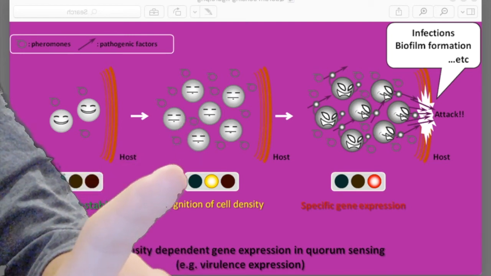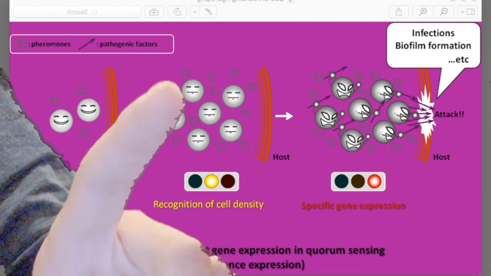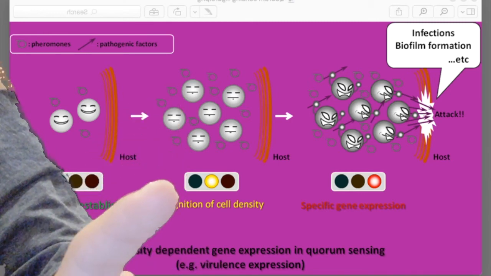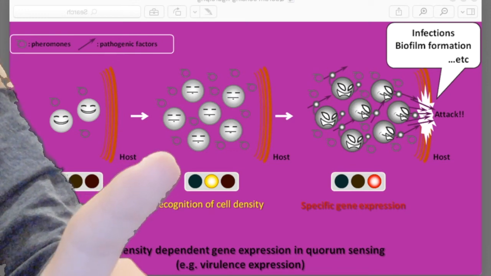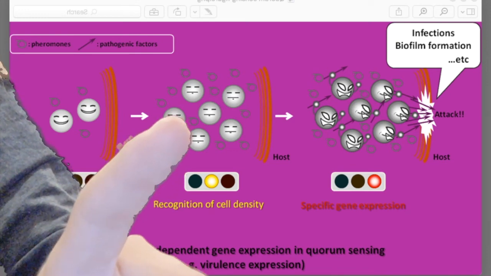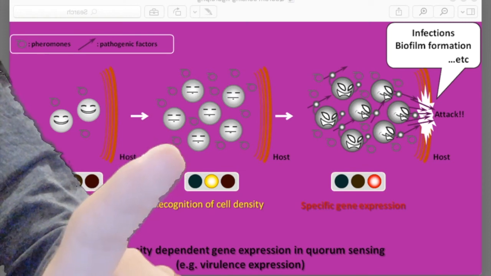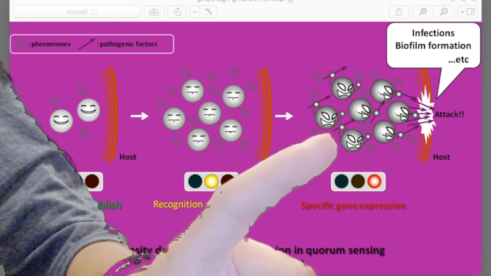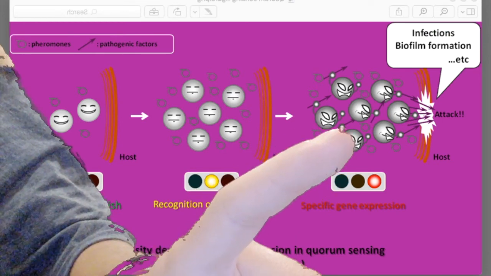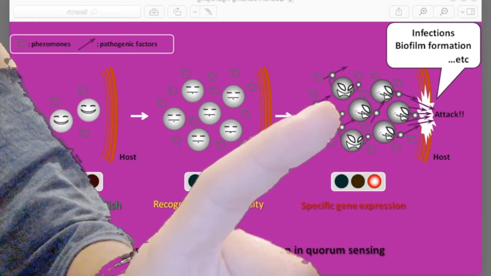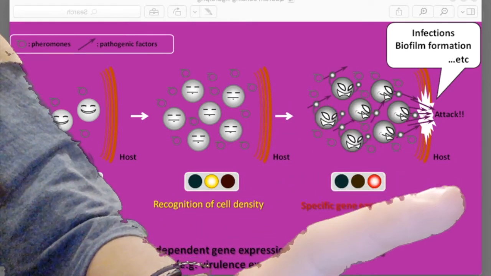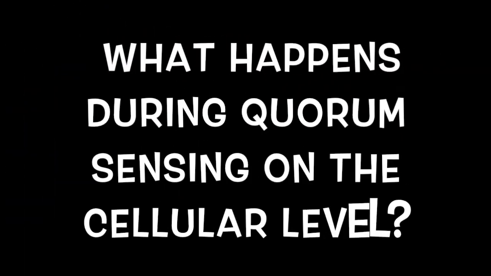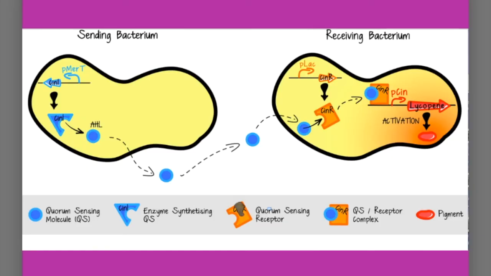Here the bacteria are almost ready to attack. You can see that the autoinducers, represented by these circles, are increasing in numbers, which tells the bacteria that it's almost time to attack. And here, there's the optimum number of bacteria to attack. So since they sense that they can attack, they go for it and they attack over here.